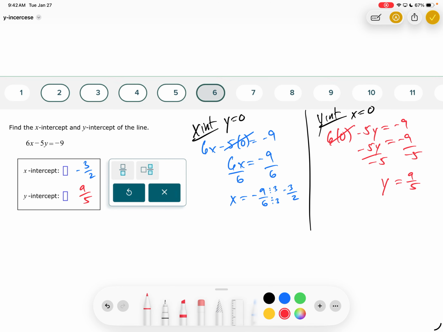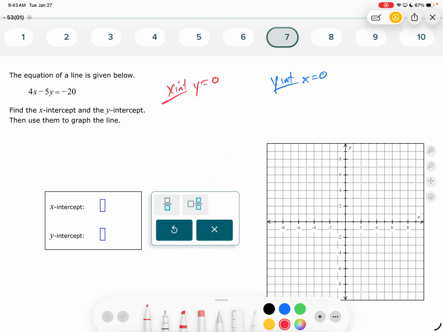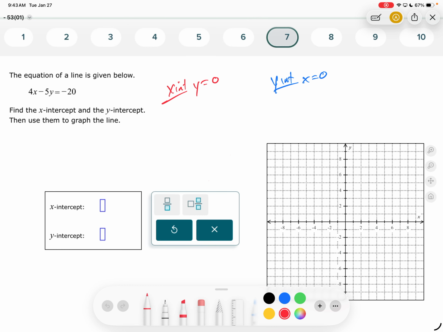Do the opposite. I believe the next problem is very, very similar, but we have to graph it using the x and y intercepts. So same idea here. To find the x-intercept, you make y be 0. So I do 4x minus 5 times 0 equals negative 20. Negative 5 times 0 is just 0, so you end up with just 4x equals negative 20. Divide by 4, and x is equal to negative 5. That goes over here. So I put a point at negative 5 on my x-axis, because that is the x-intercept.